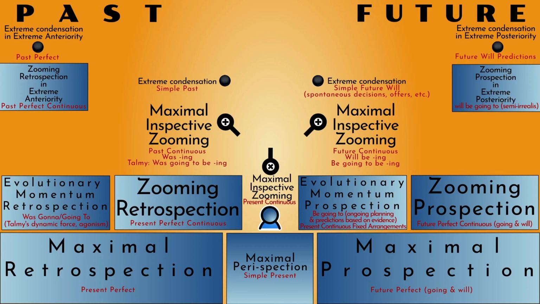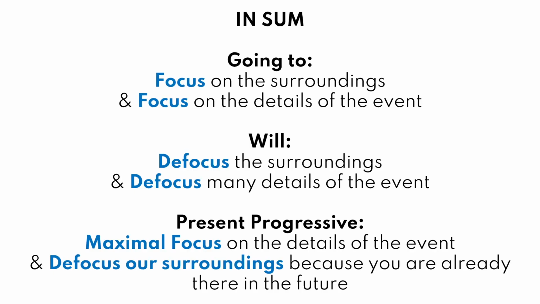preferably expressed with will, precisely because will doesn't take into account any surroundings, because if you're taking a spontaneous decision, you were not thinking about the general situation overall. You are focusing your attention just on the final action, which is answering the phone or opening the door. So to summarize, going to specializes on the following. We focus our attention on the surroundings, and we focus our attention on the details of the event. In contrast with will, we defocus our attention from the surroundings, and we defocus our attention from the many details of the event.